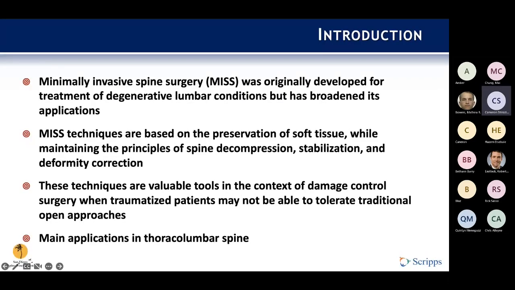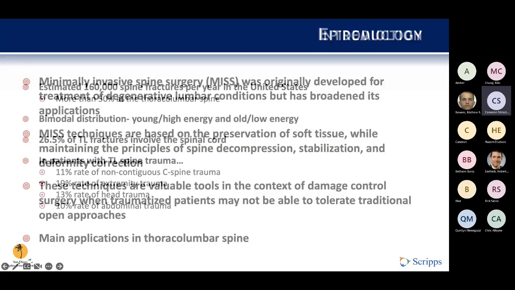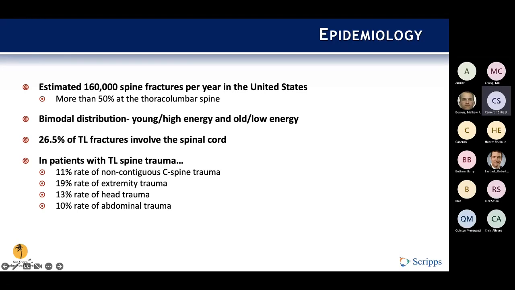Thoracolumbar spine, but as we'll see at the end of the presentation, we'll talk a little about cervical trauma as well. Overall, 160,000 spine fractures per year, and then more than 50% occur at the thoracolumbar spine, bimodal distribution, and then 26.5% of those thoracolumbar fractures involve the spinal cord. Most of these fractures are burst type fractures or wedge type fractures.